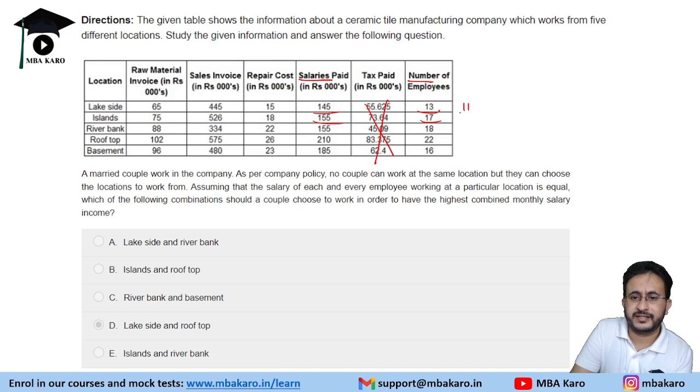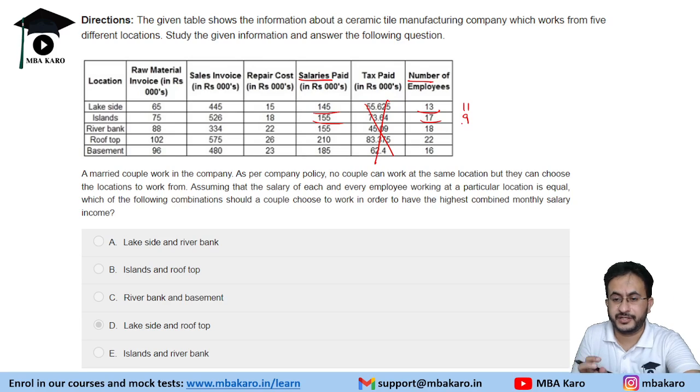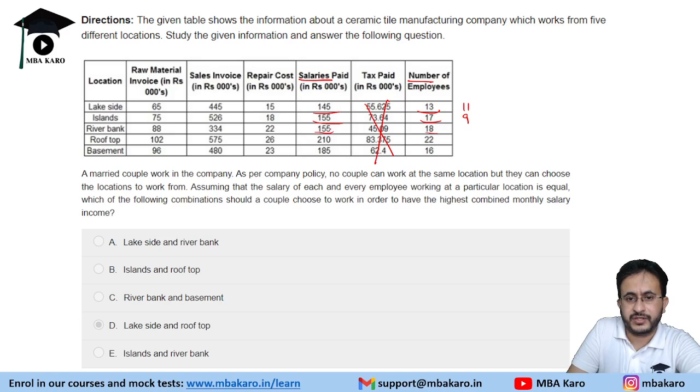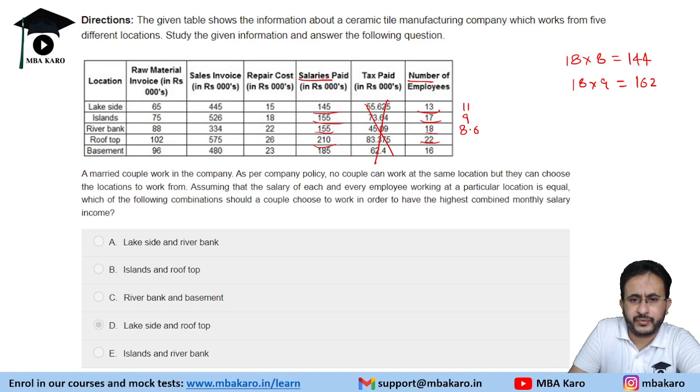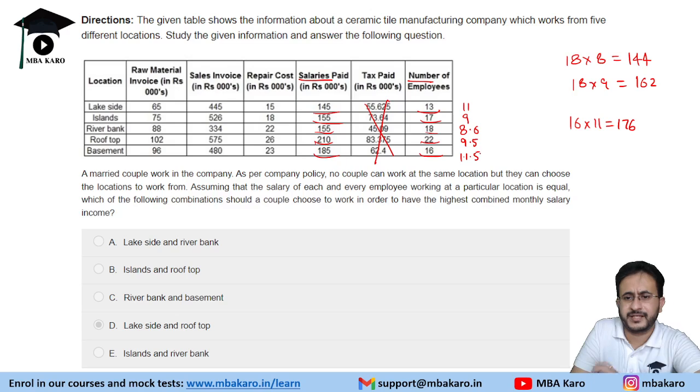17 into 9 is 153. Here you needed some rough calculations, tables of the numbers. 18 into 8 is 144 and 18 into 9 is 162. So somewhere in between, you can say 8.6. 210 by 22 is less than 10, so you can say 9.5. And 185 by 16: 16 into 11 is 176 and 9 more, so you can say 11.5, something like this.